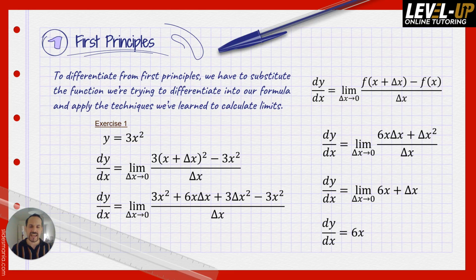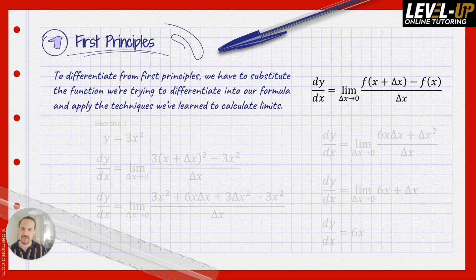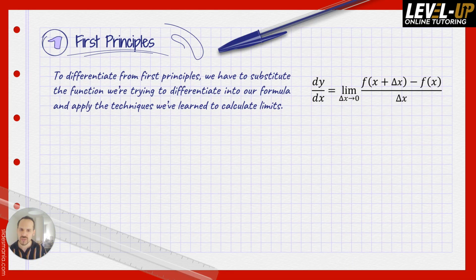So for any value of x, say x equals 2, I can substitute that into this. So 6 times 2 gets me 12. That tells me that the gradient of y equals 3x squared at x equals 2 will be 12. Or I could substitute in the value of x equals minus 1, and you see we're going to get dy/dx equals minus 6. That tells me the gradient of y equals 3x squared is minus 6 when x equals minus 1. So you see at different values of x, we get different gradients. So that's one example of finding a derivative from first principles.